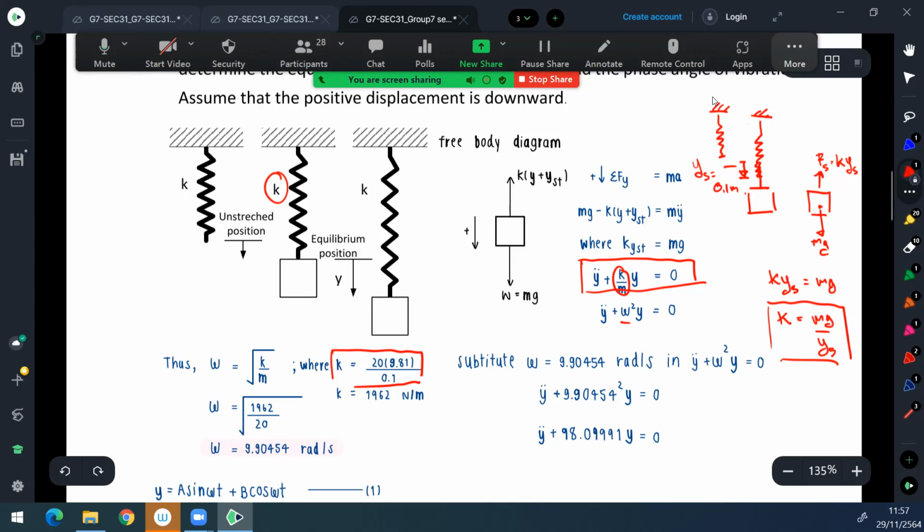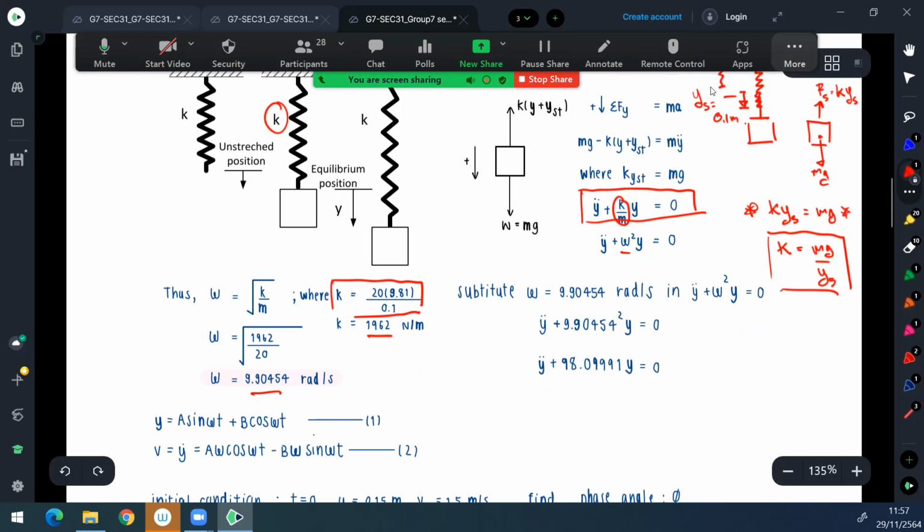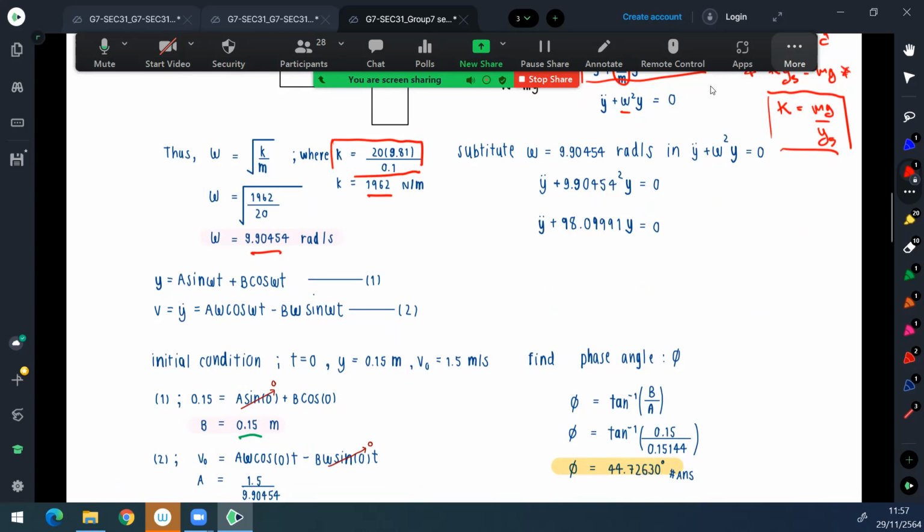Okay, so Group 7 maybe give the detail of this in the exam also, in order to reduce the confusion. To this step we already have k equal to 1962, and we can determine omega equal to 9.90454. Okay, use 5 digits. I recommend you use 5 digits because the calculation may have a lot of error when you do not keep the 5 digits like that.